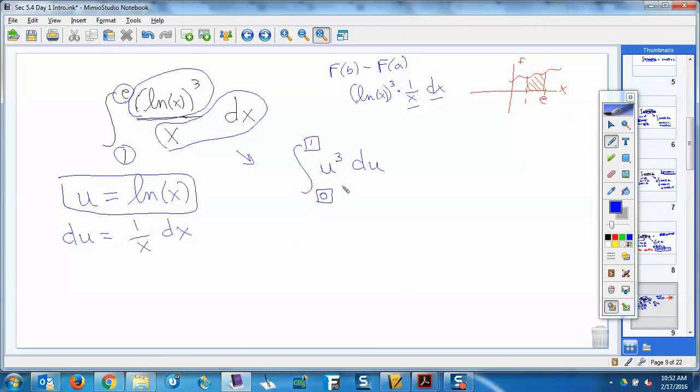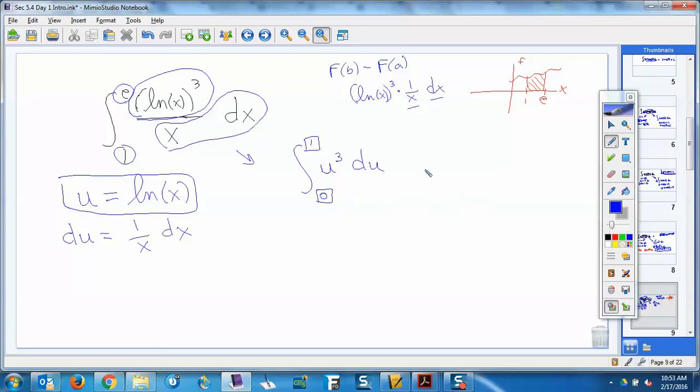Now notice, that's a whole different function. If I was going to graph this u cubed, that's a whole different function than this function. And instead of from 1 to e, it's 0 to 1. But guess what? What we're saying is they have the same area. The area under this from 1 to e is the same area as under this function from 0 to 1.